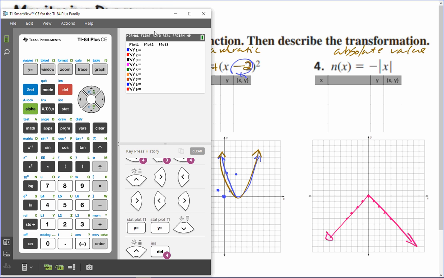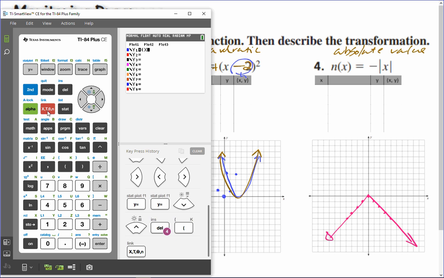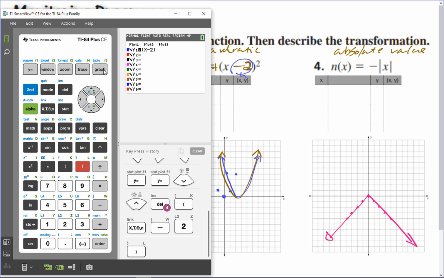Okay, so on this one, parenthesis first, and then go alpha, which is this button here, okay, minus 2, and then I have to close it with the other parenthesis. Once I have the equation inputted, then I just hit my graph button. What did I forget? I forgot the square, didn't I?